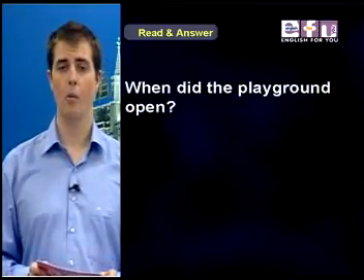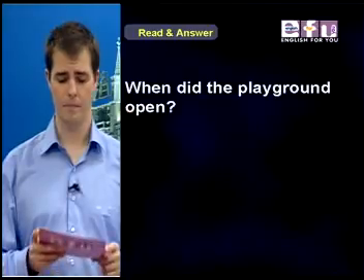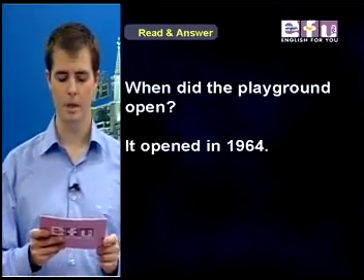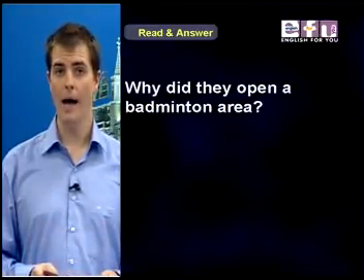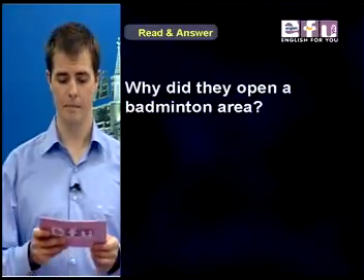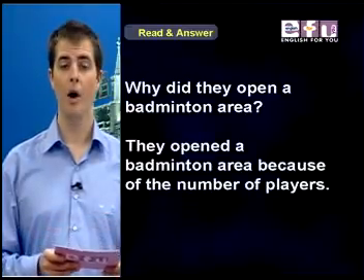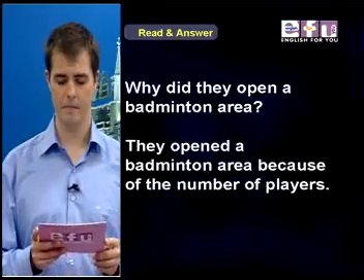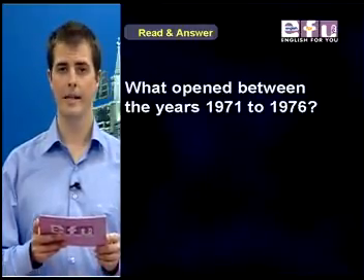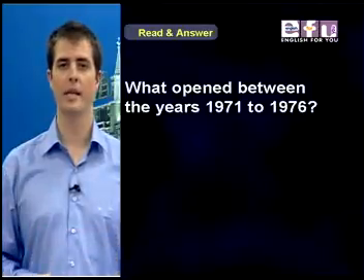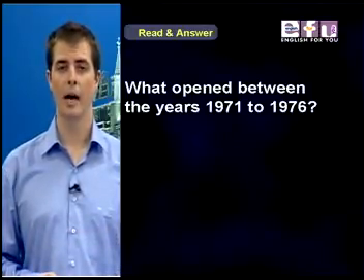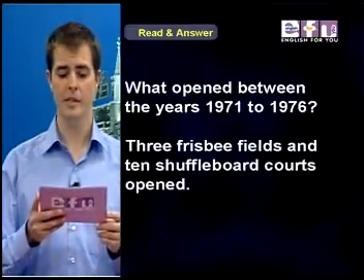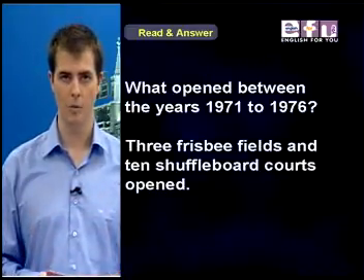Number 6. When did the playground open? It opened in 1964. Number 7. Why did they open a badminton area? They opened a badminton area because of the number of players. Number 8. What opened between the years 1971 to 1976? 3 frisbee fields and 10 shuffleboard courts opened.